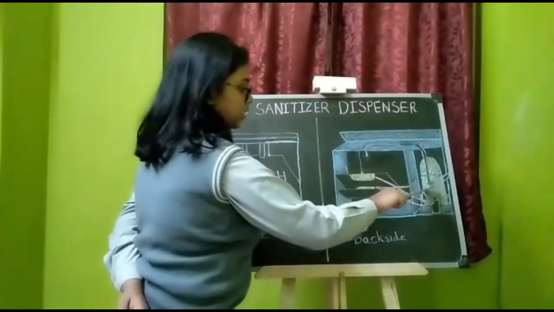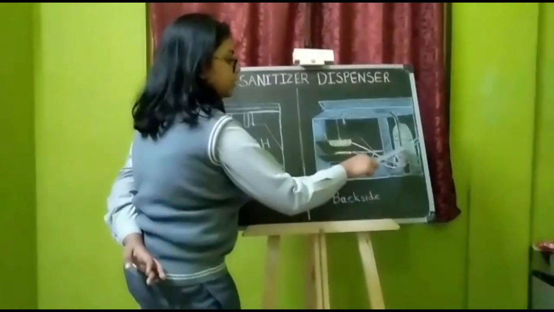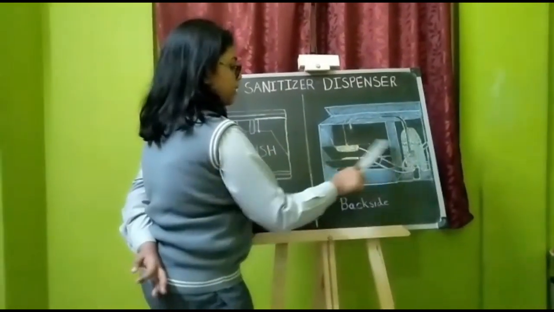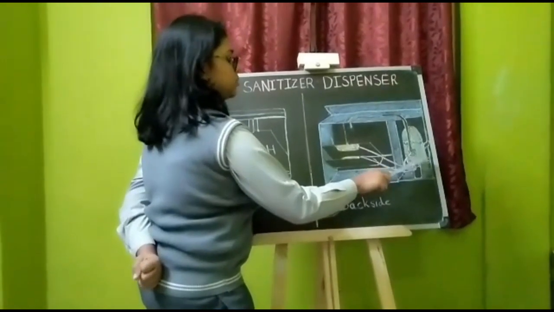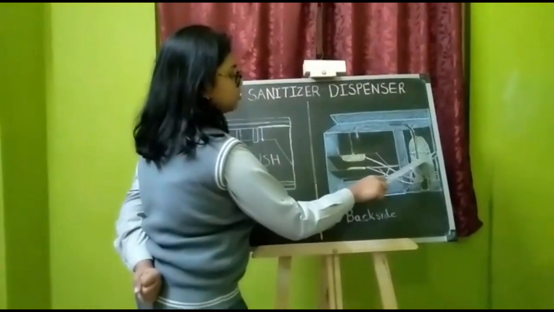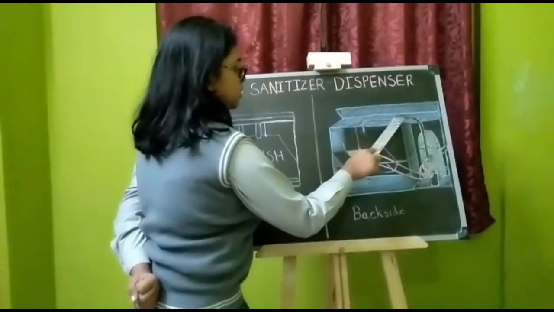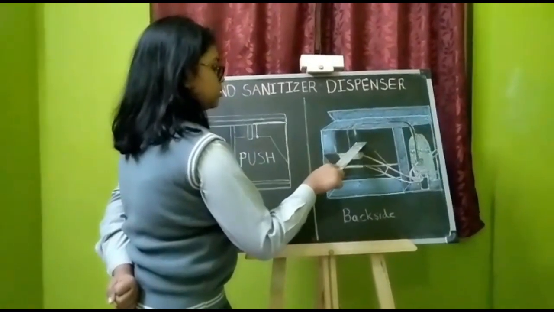Inside it, two of the wires are connected to the aluminium foils, and one of them is connected with the submersible pump. Whenever these two come in contact, the submersible pump automatically starts working. When it starts working, it pumps some sanitizer which goes all the way up through this tube, and then this tube is connected with another straw which dispenses sanitizer on your palms.